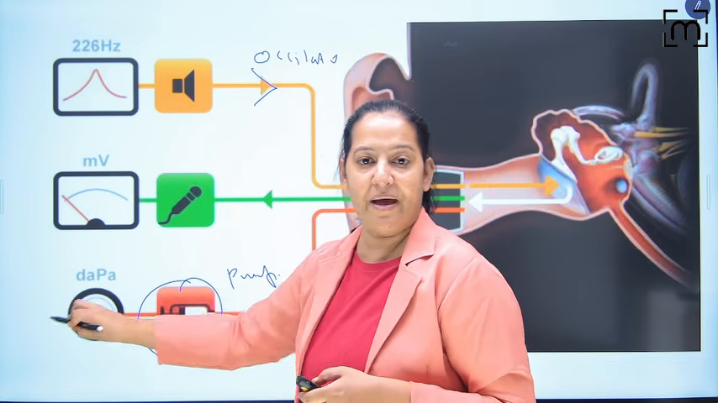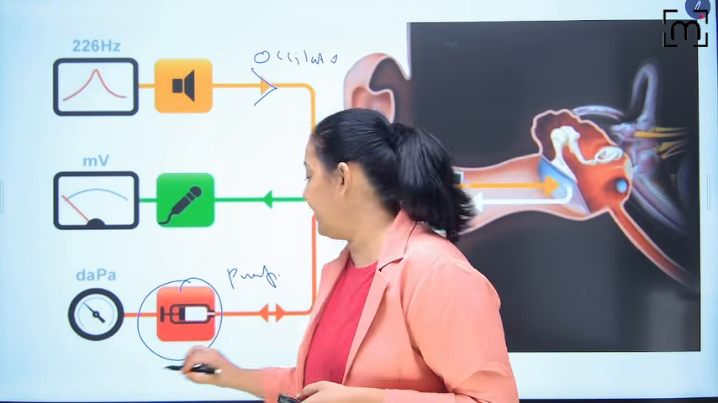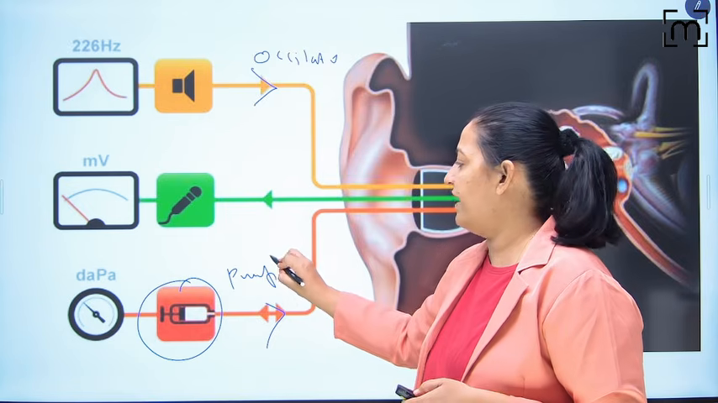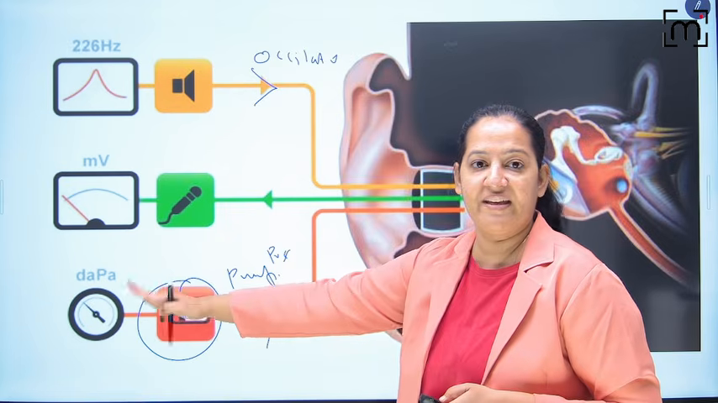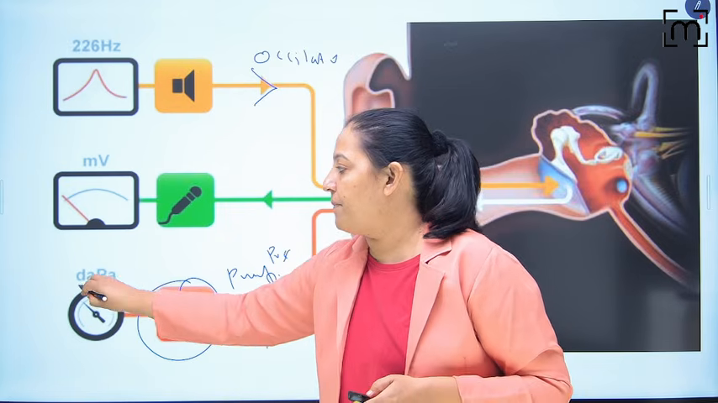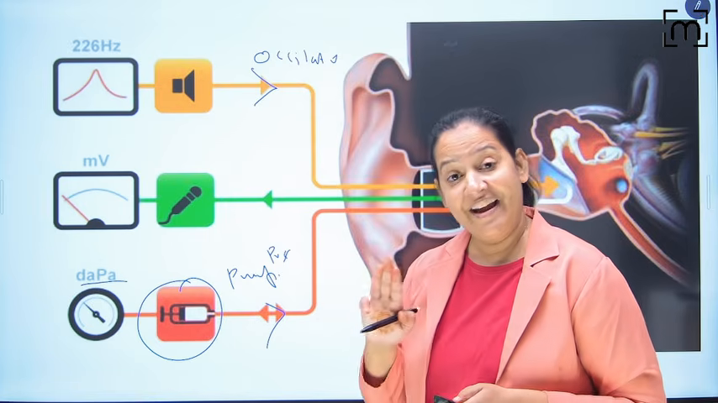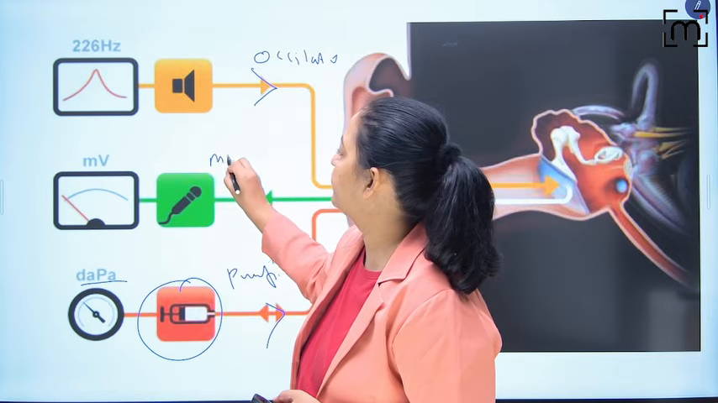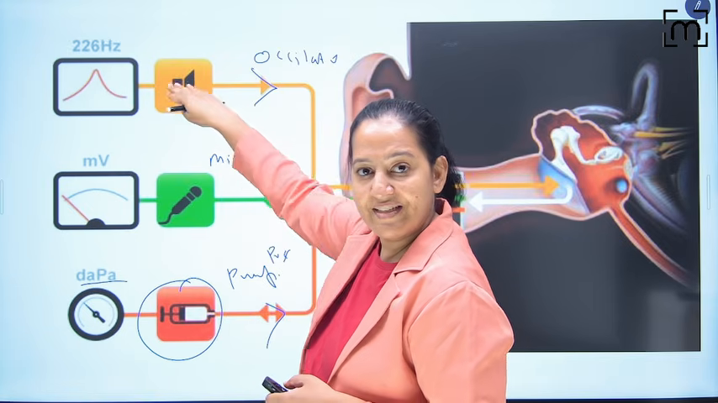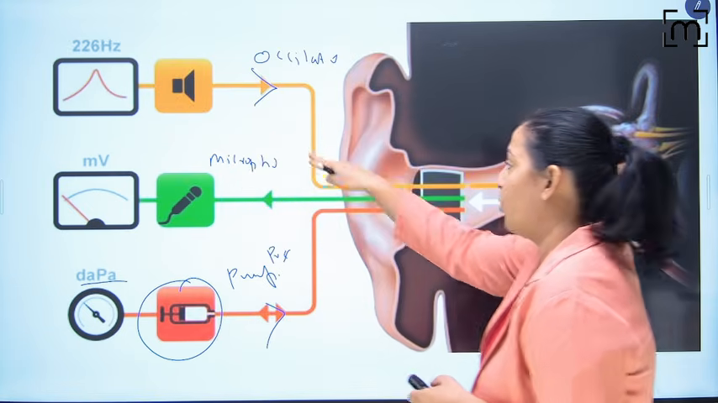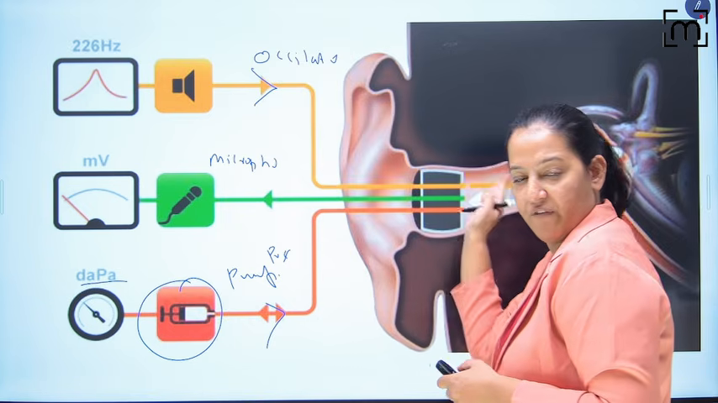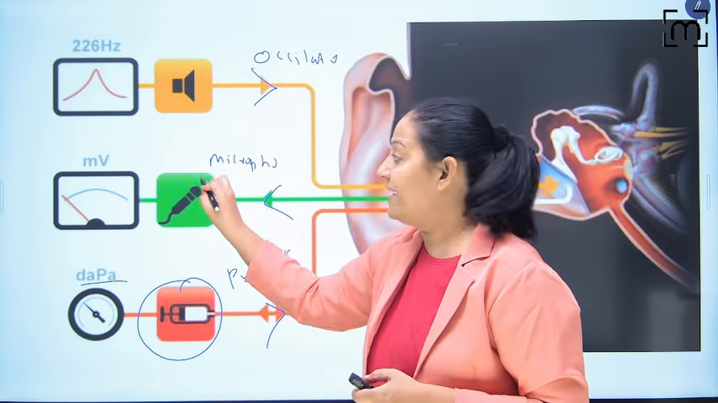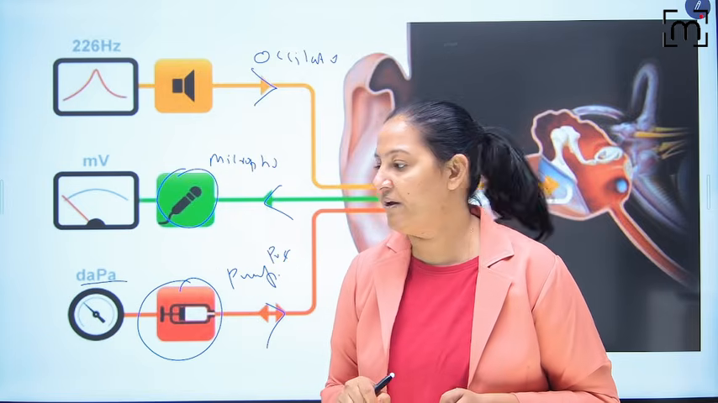The pump is connected with a manometer, so we can set the pressure. We can increase or decrease the pressure in the EAC. So this is the pressure pump, connected with a manometer, and we can set the pressure in decapascal. And the third instrument here is the microphone. The oscillator delivers the tone, and a portion of it reflects back. Whatever tone is coming back is detected by the microphone. How many of you got it?